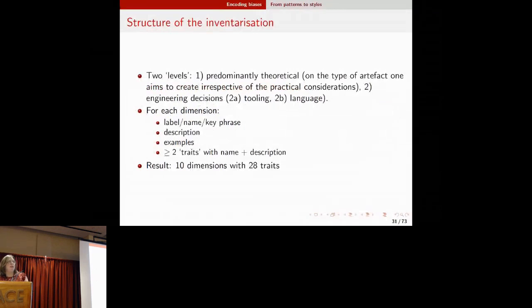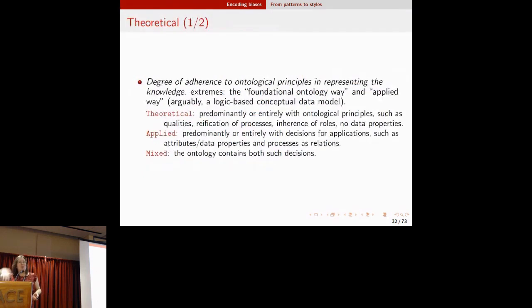So we did an inventarization of that. We ended up with 10 dimensions with 28 traits. I'm not going to go through all of them, but just to give you a flavor of what kind of things are there. So for instance, theoretical, you can say when there is a degree of adherence to ontological principles in representing something. Like for instance, we have seen this reification of processes. That is more of a theory-based approach to your ontology development. This notion of qualities instead of attributes. The notion of inherence of roles and no data properties.